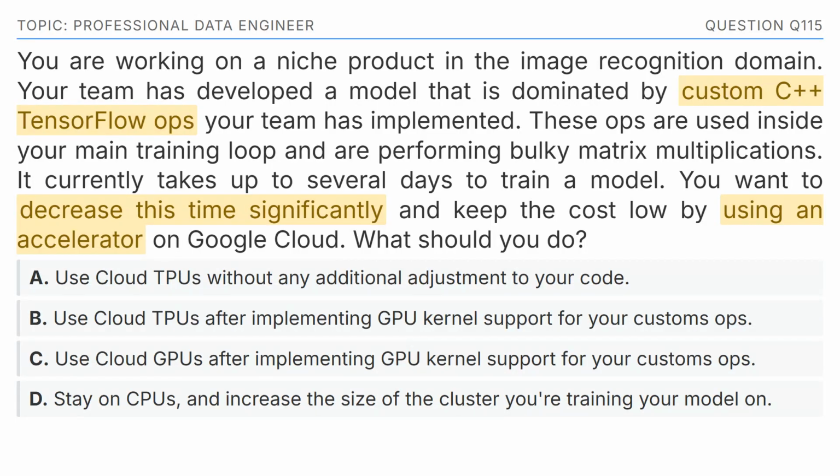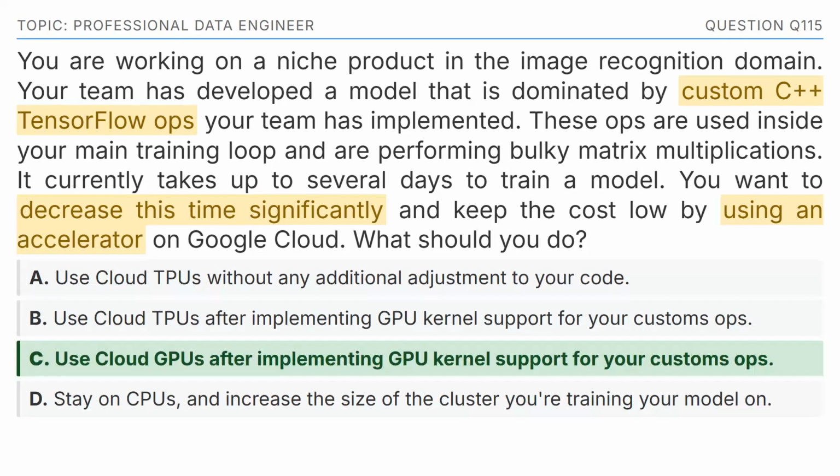To arrive at the correct answer, we focus on the keywords: custom C++ TensorFlow ops, decrease this time significantly, using an accelerator. The correct answer is option C, use Cloud GPUs after implementing GPU kernel support for your custom ops.